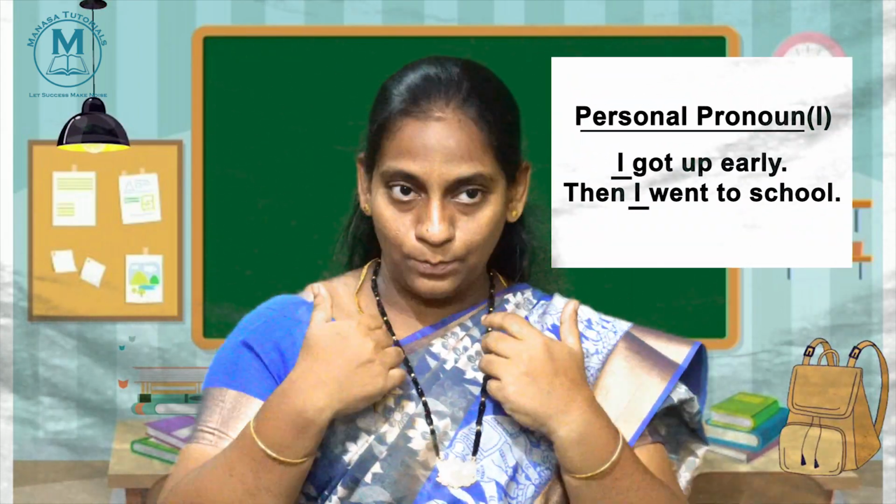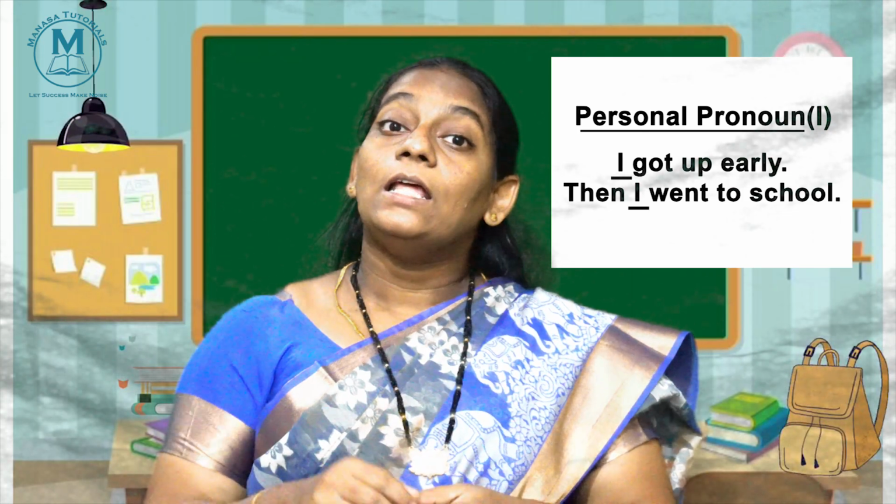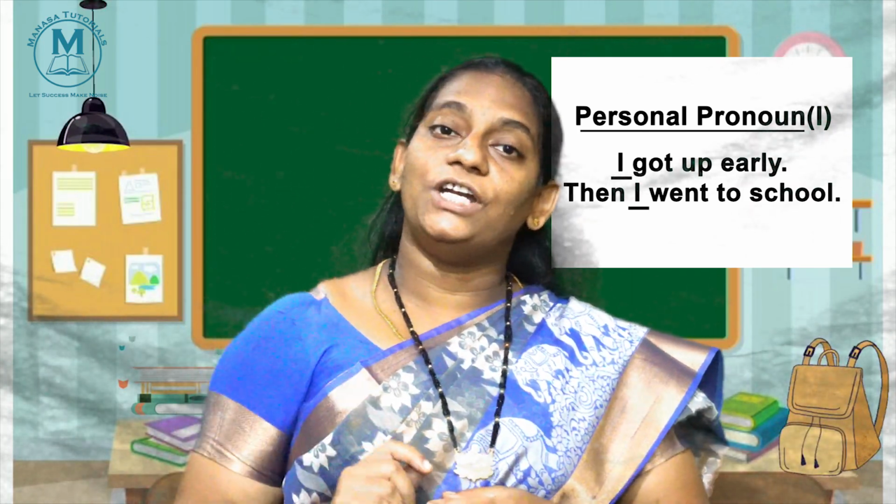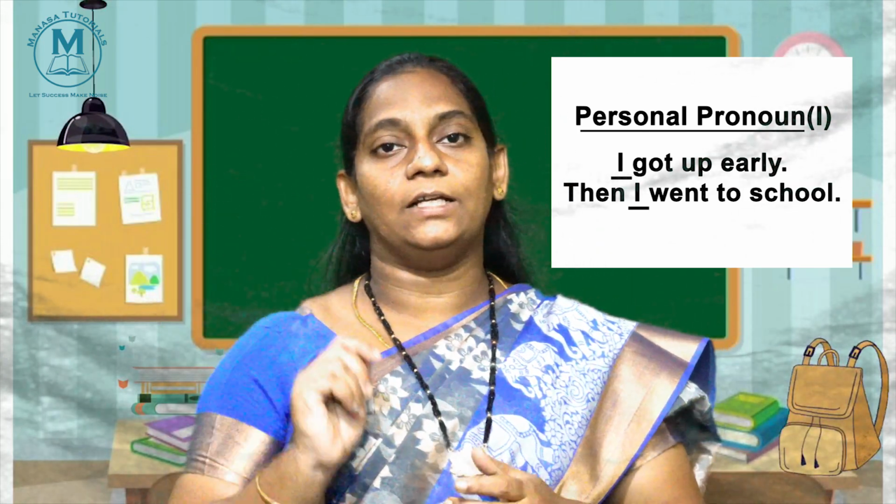Now rule number 3. Wherever in a sentence we use I, that is representing me, then that should be written in capital letter in the sentence. So these are the 3 rules where we use capital letters.